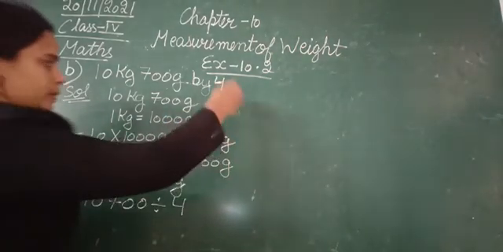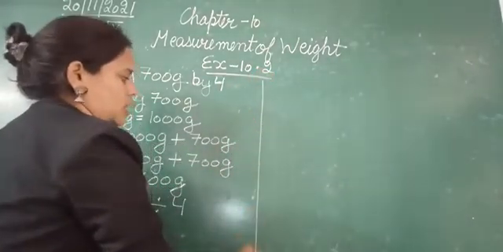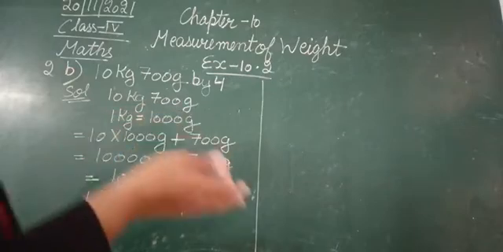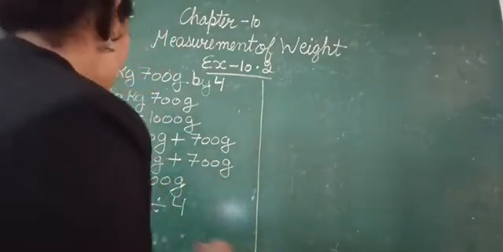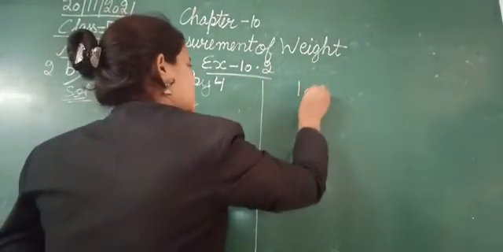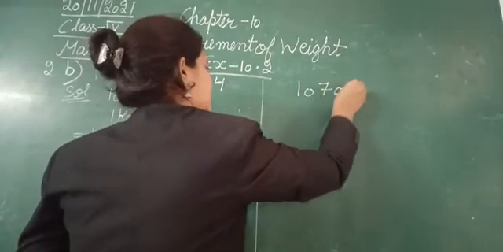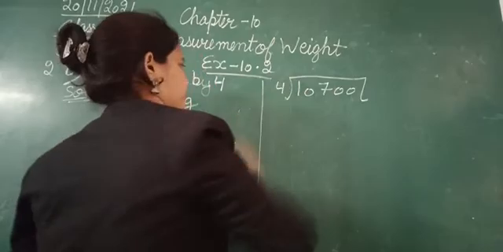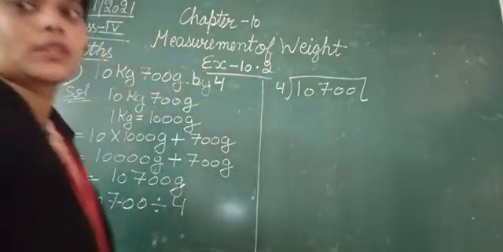So I am doing it here, but you will do it downward. Okay, so you will do it downward, but I am doing it on the other side. So let's divide 10,700 gram by 4.